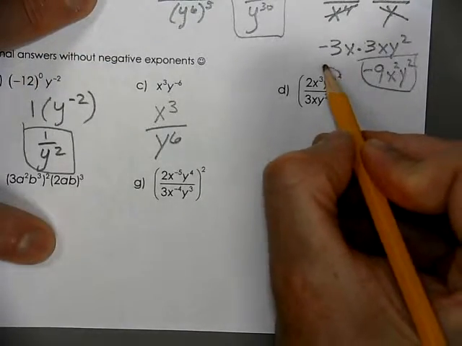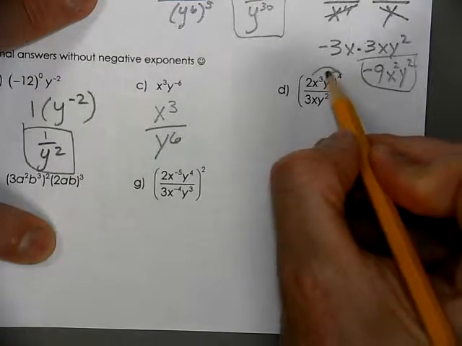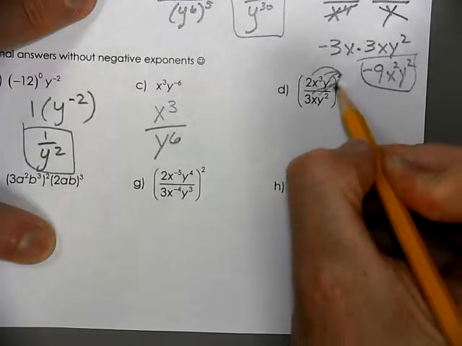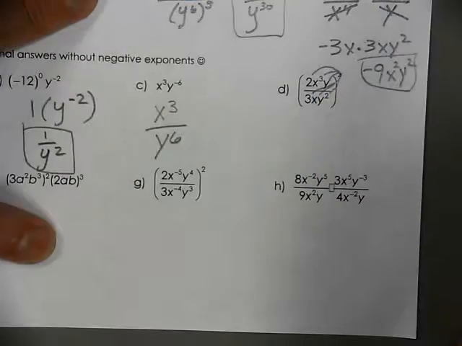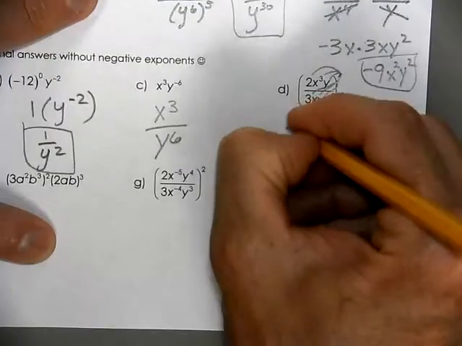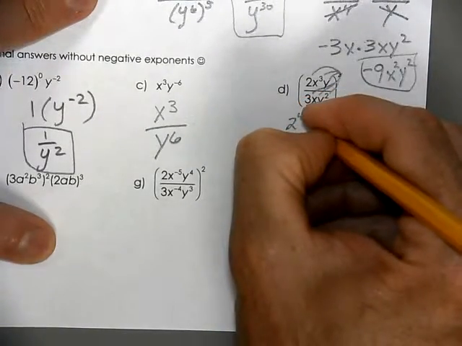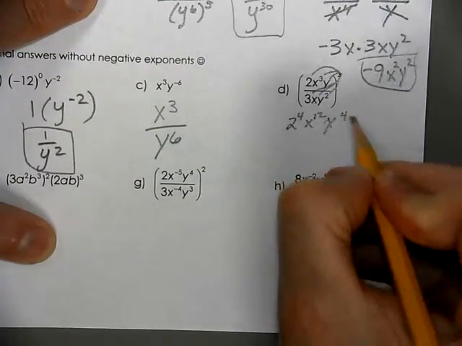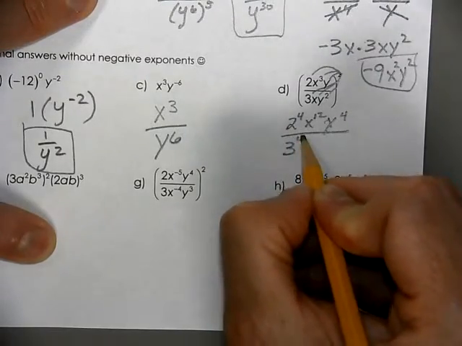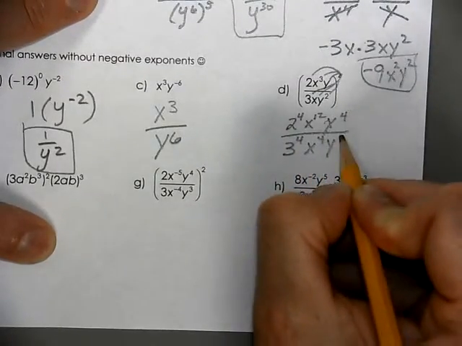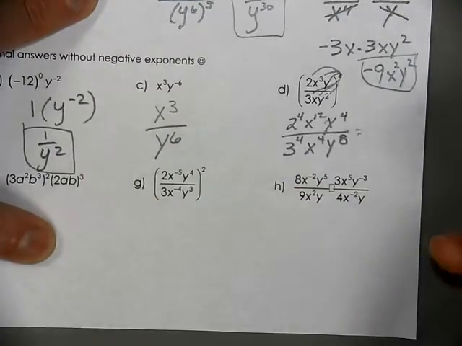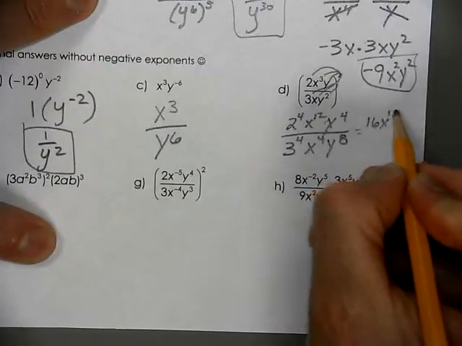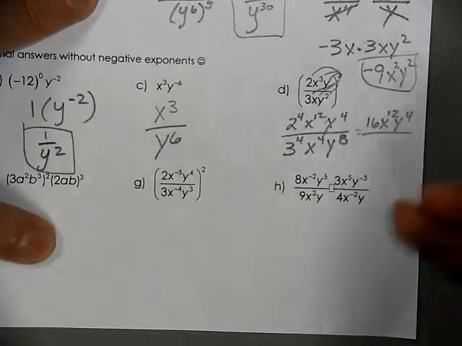Here we need to distribute the 4 to the 1 as an exponent, to the 3, to the 1, to the 1, to the 1, and to the 2. It multiplies the exponents. So it's 2 to the 4th power, x to the 12th power, y to the 4th power, 3 to the 4th, x to the 4th, y to the 8th. So now we get 16 x to the 12th, y to the 4th.